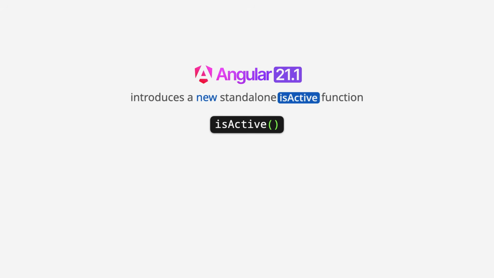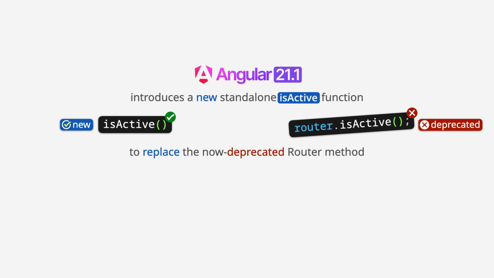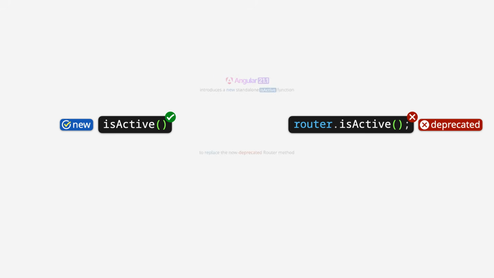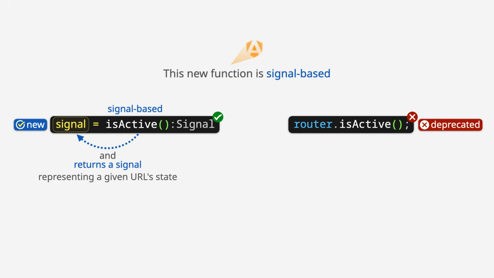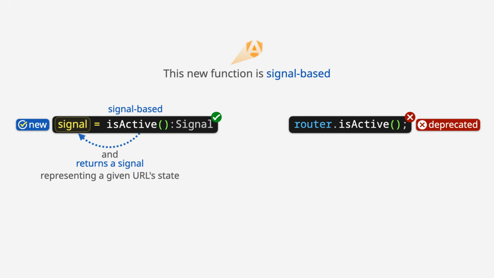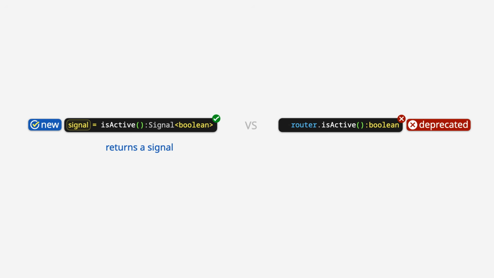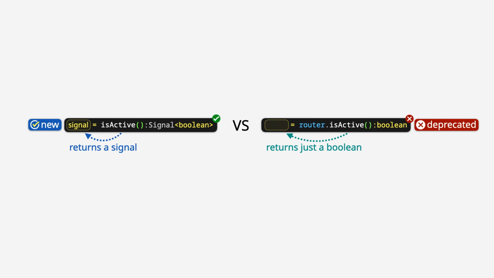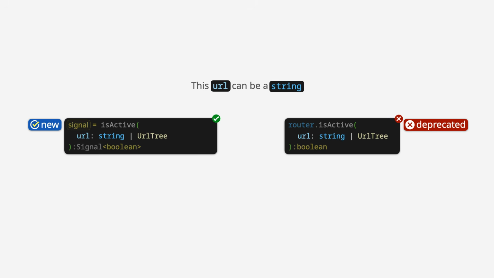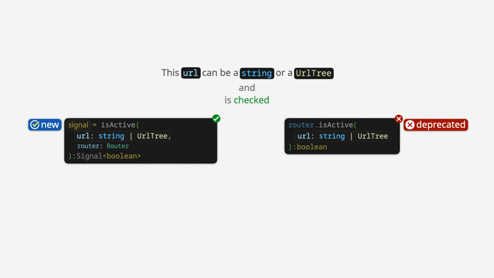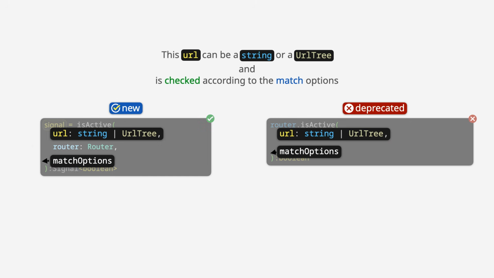Angular 21.1 introduces a new standalone isActive function to replace the now deprecated router method. This new function is signal-based and returns a signal representing a given URL state, active or inactive. This URL can be a string or a URL tree and is checked according to the match options.